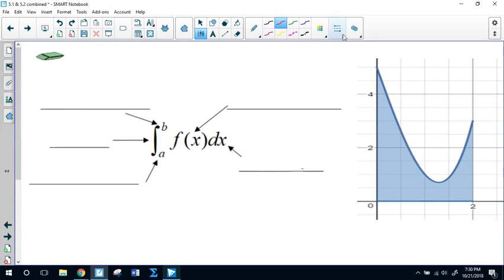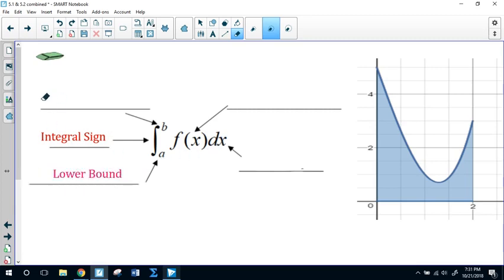Okay, a couple of things we need to do here is to get the information and the way the integral is written understood. So the first thing is that this here is the integral sign. So it is what tells you to find area. Then a and b here are your lower bound and your upper bound. And the f of x is your integrand, is what we call it. It's just what you're integrating. And dx stands for the variable of integration.